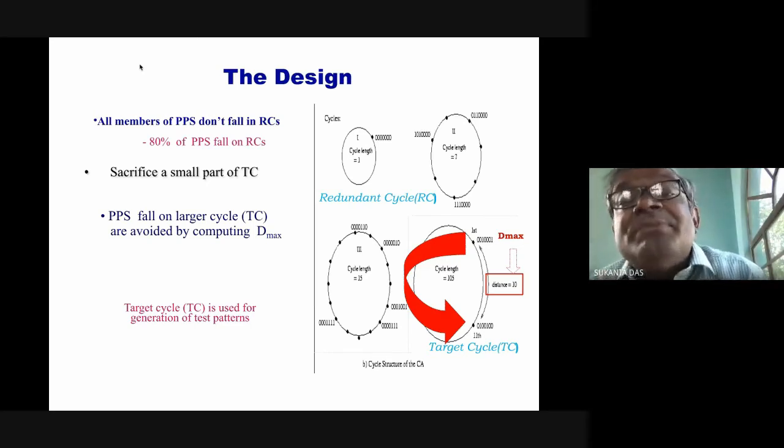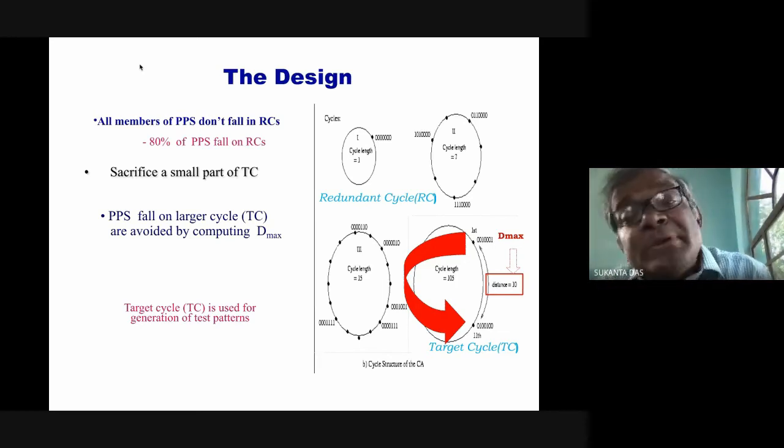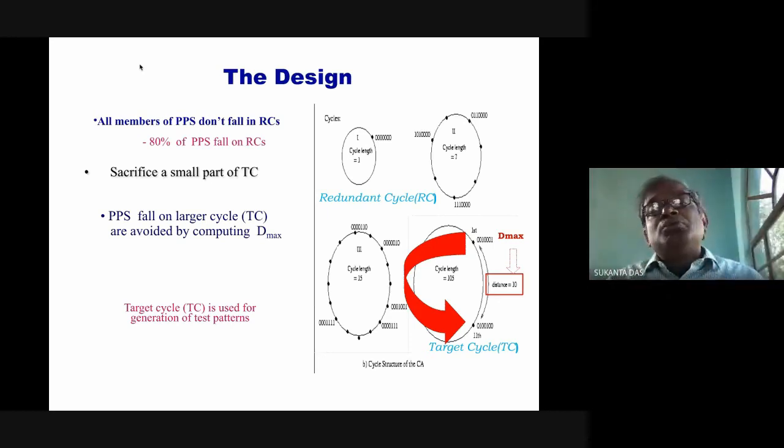We prefer ATPG, automatic test pattern generators, cellular automata or LFSR. They are capable of generating test patterns automatically. You just put in a small circuit, a cellular automata circuit or LFSR circuit, and it will be able to generate the patterns automatically. Okay, so this is all about test pattern generation by cellular automata.